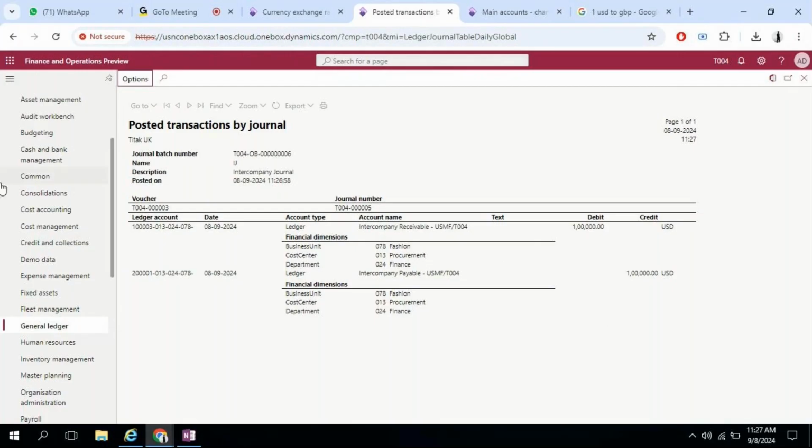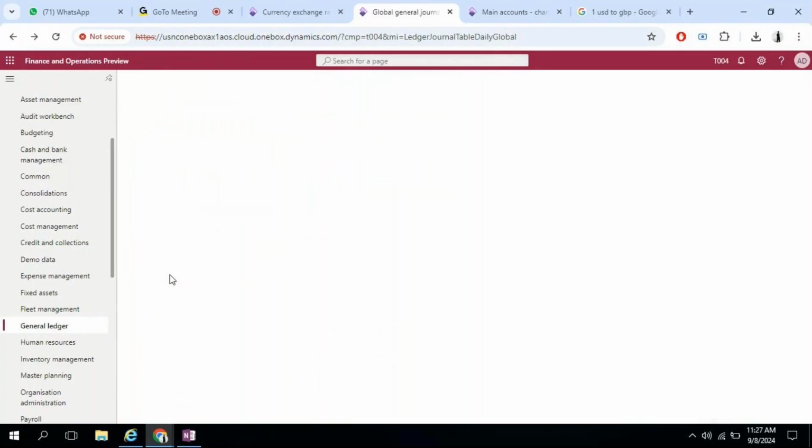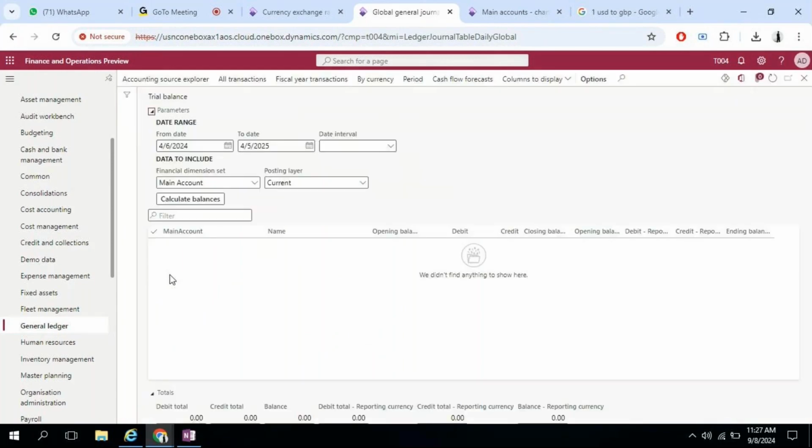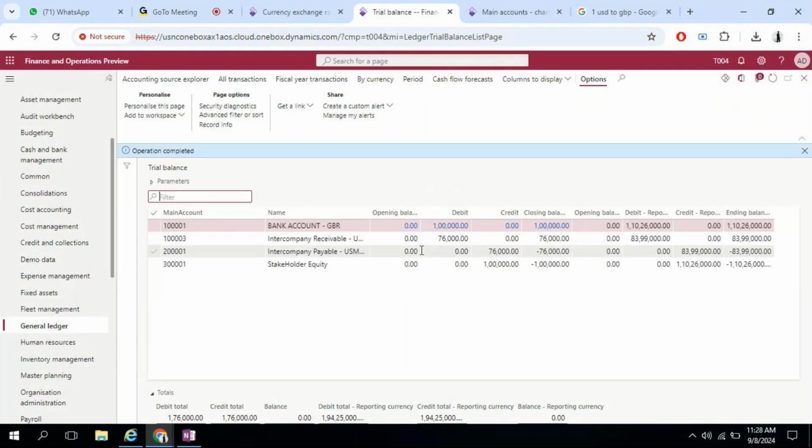Okay, and what we will do now is run a trial balance report, under inquiries and reports, trial balance. If I run the trial balance, I should have a few entries in my four main accounts. So these are the four accounts where the system has hit its entry. Now let's go, and we will run a few more reports.